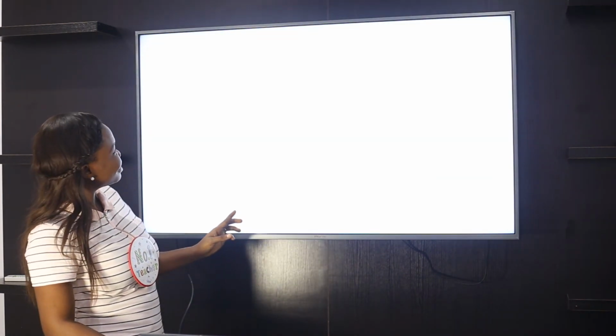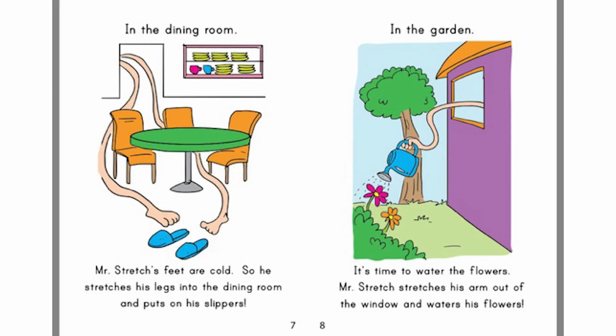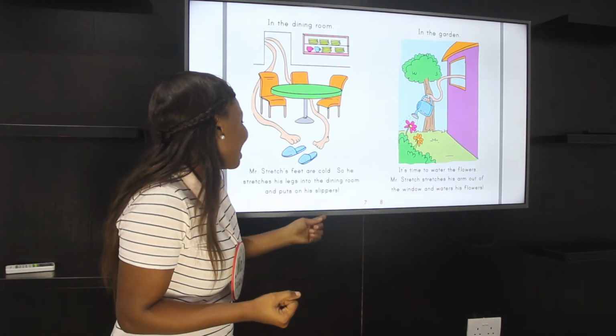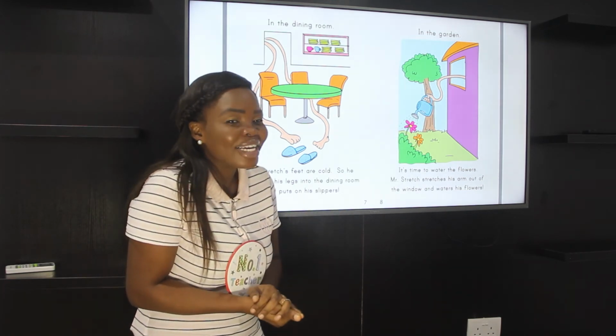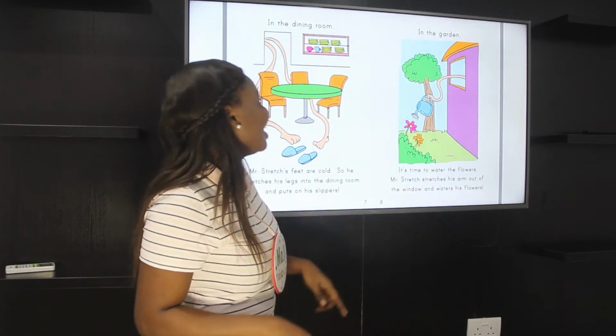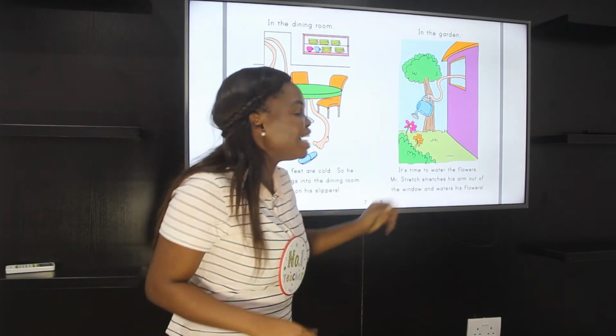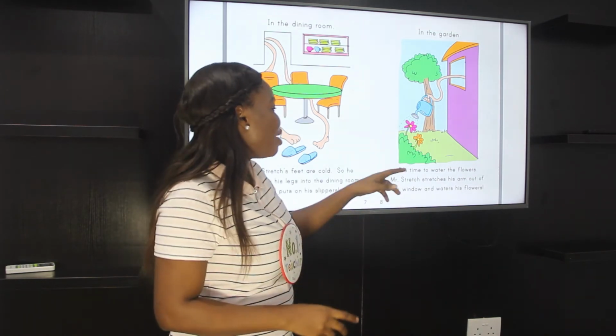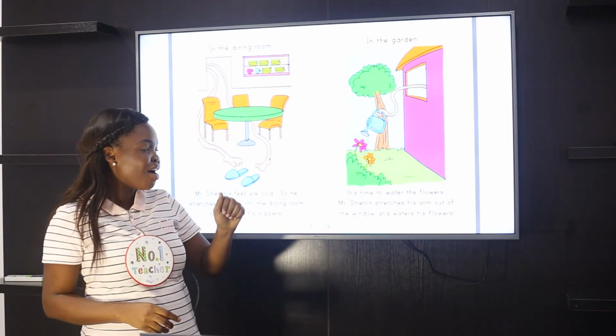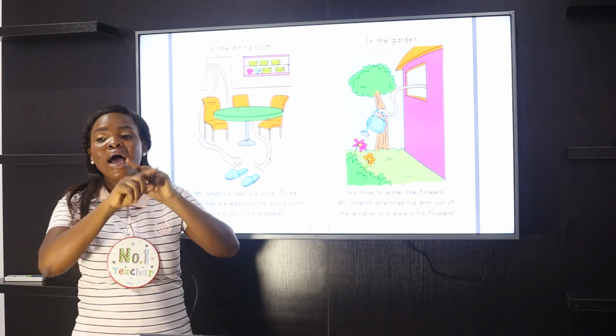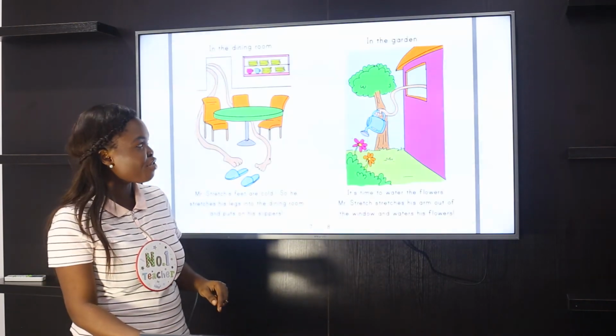So, let's see again. In the dining room, Mr. Stretch's feet are cold. So he stretches his legs to the dining room and puts on his slippers. In the garden, it's time to water the flowers. Mr. Stretch stretches his arm out of the window and waters the flowers.